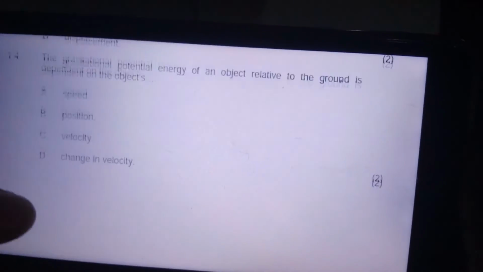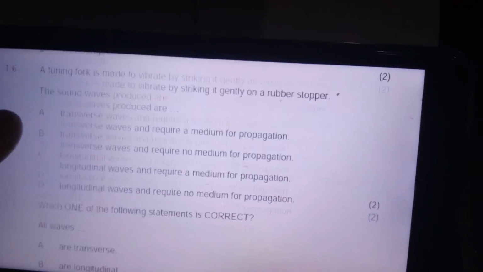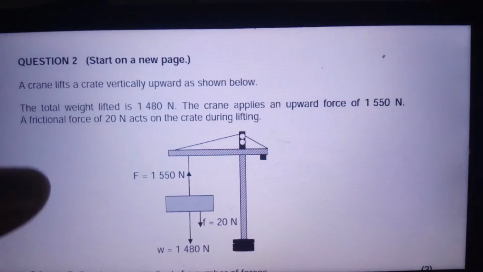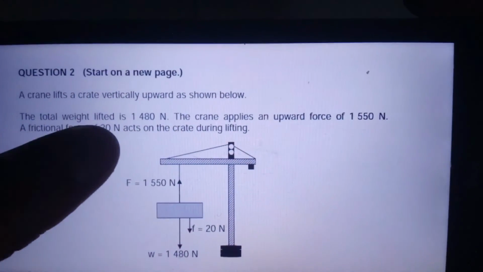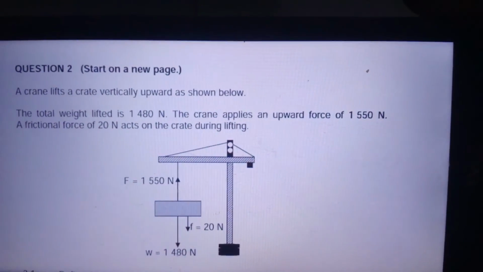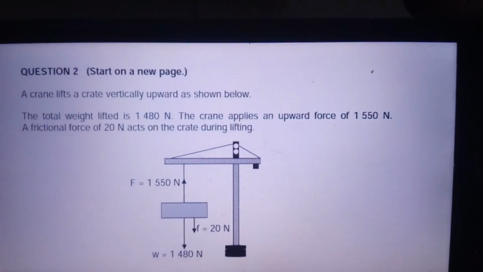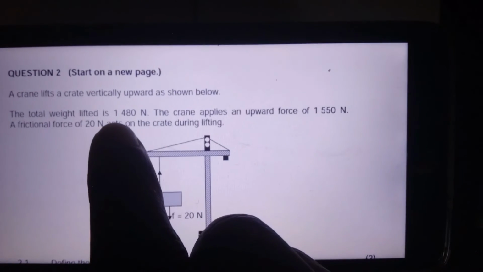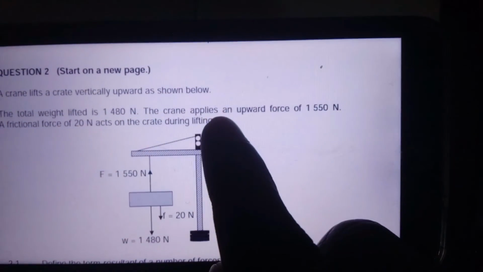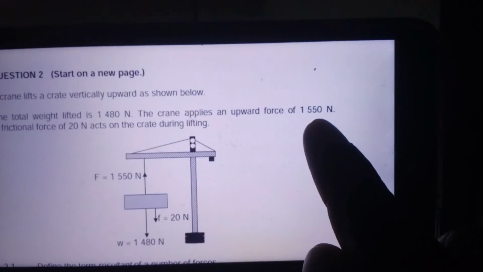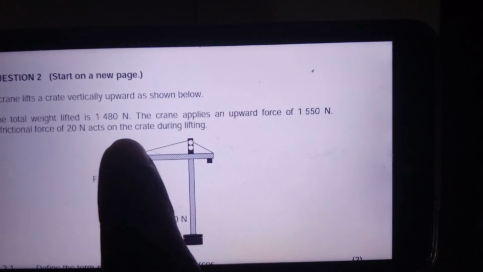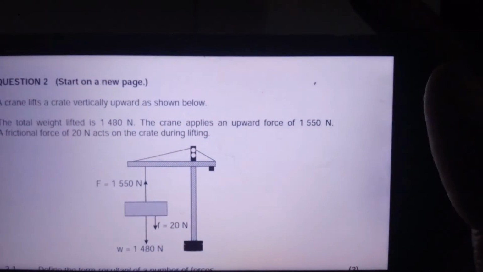A question that I wanted us to actually focus on, let me do this quickly, is this question. I find this question to be quite interesting. Hope you can see my screen. So it's question 2, and it says that a crane lifts a crate vertically upward as shown below. The total weight lifted is 1,480 newtons, and the crane applies an upward force of 1,550 newtons, and there's also a frictional force of 20 newtons acting on the crate when it's being lifted.